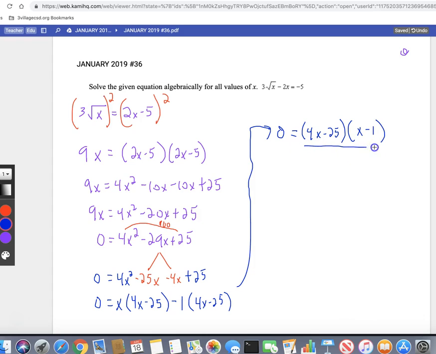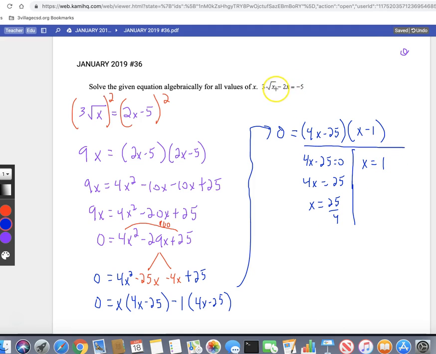And now that we have this factored, we can solve. For the second factor, I think you would hopefully agree that the solution there would be x equals 1. For the first factor, we can set that factor equal to 0, and if we solve for x, we would get x equals 25 over 4. And we have the two solutions here of 25 over 4 and 1.